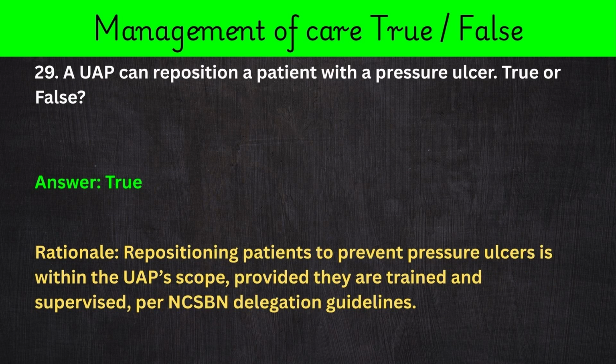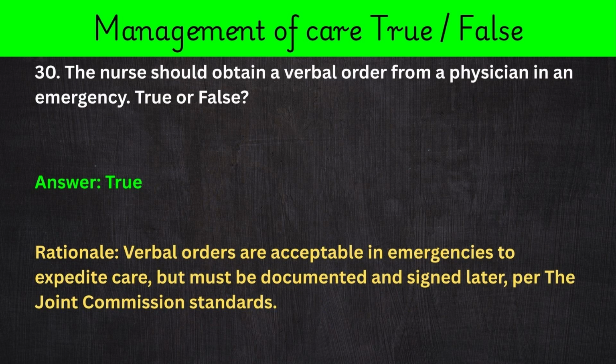29. A UAP can reposition a patient with a pressure ulcer. True or false? Answer: true. Rationale: repositioning patients to prevent pressure ulcers is within the UAP's scope, provided they are trained and supervised, per NCLEX-PN delegation guidelines. 30. The nurse should obtain a verbal order from a physician in an emergency.